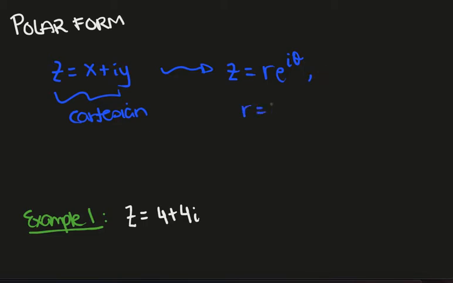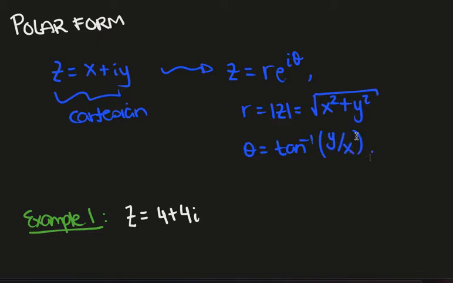Here r is the modulus of the complex number, and this is just the square root of the sum of the squares of the real and imaginary components. The angle is given by the inverse tangent of the imaginary part over the real part.